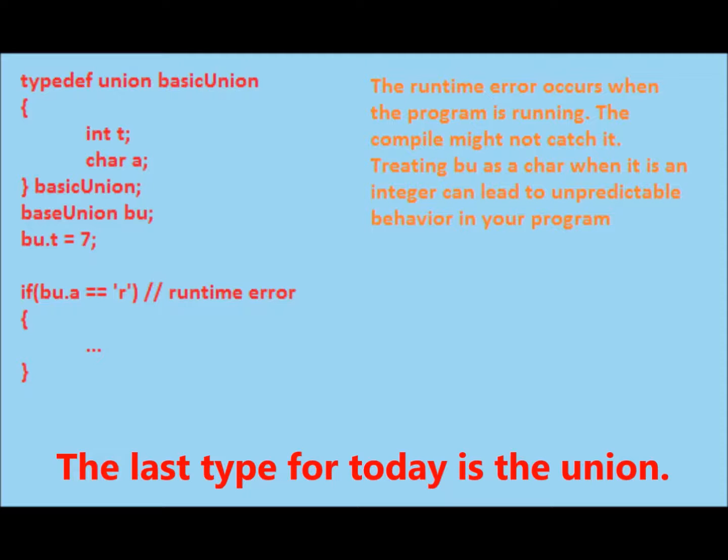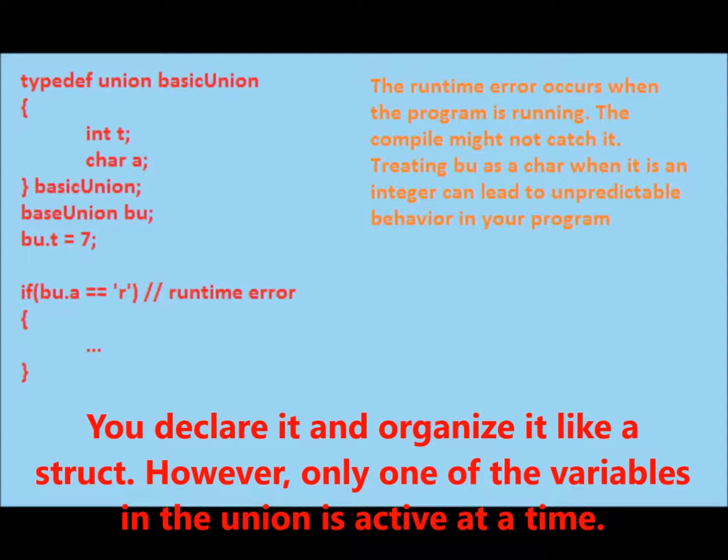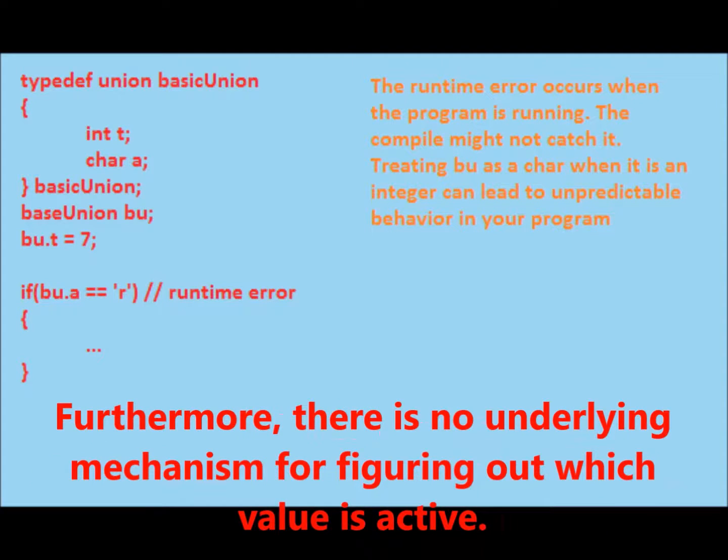The last type for today is the union. You declare it and organize it like a struct. However, only one of the variables in the union is active at a time. Furthermore, there is no underlying mechanism for figuring out which value is active.